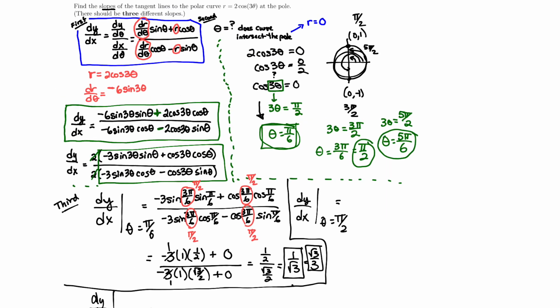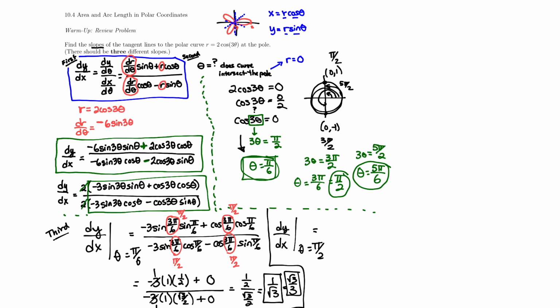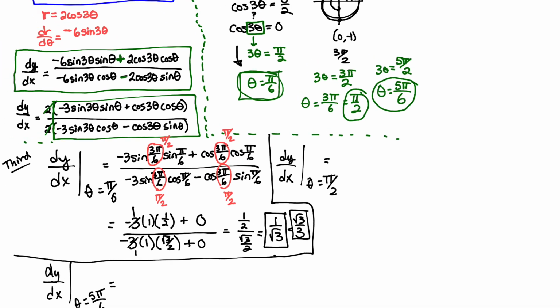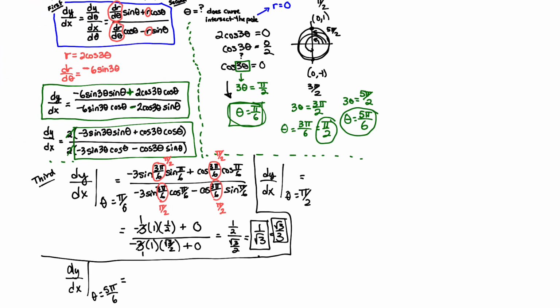And if I look back up top at my curve, that would be the slope of this tangent right here. Slope is 1 over the square root of 3. And everybody's plugging in pi over 2.